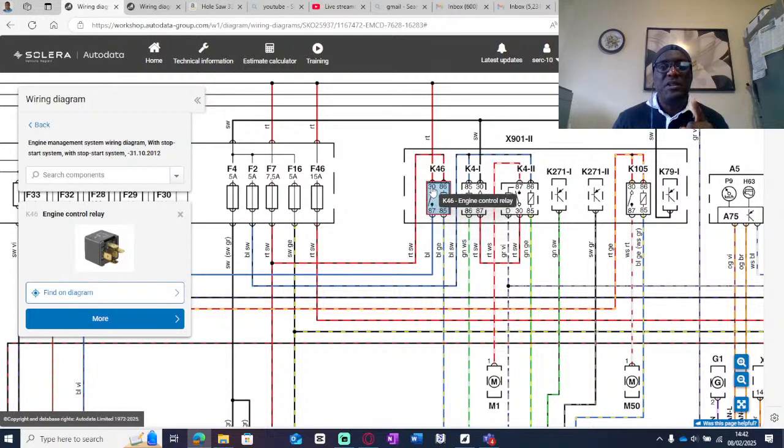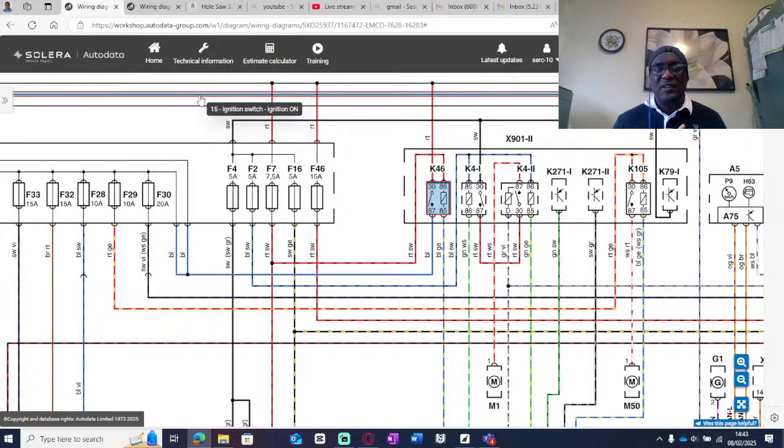Link pin 30 to pin 87. Your pin 87 all the time, that's the load side. It goes straight to the load. Let's follow it in this case and see where it might be going. So that's it here, that's it there.